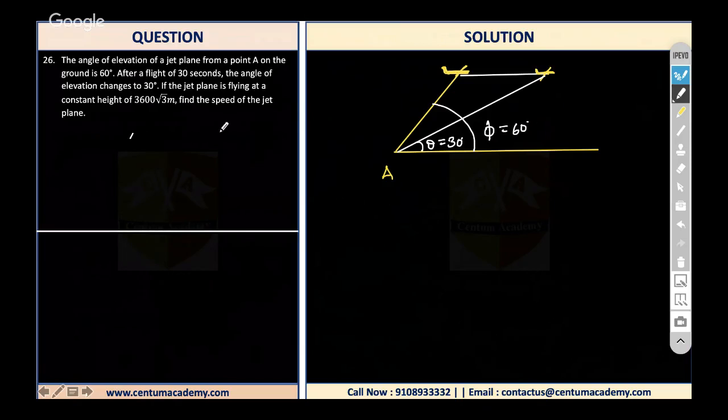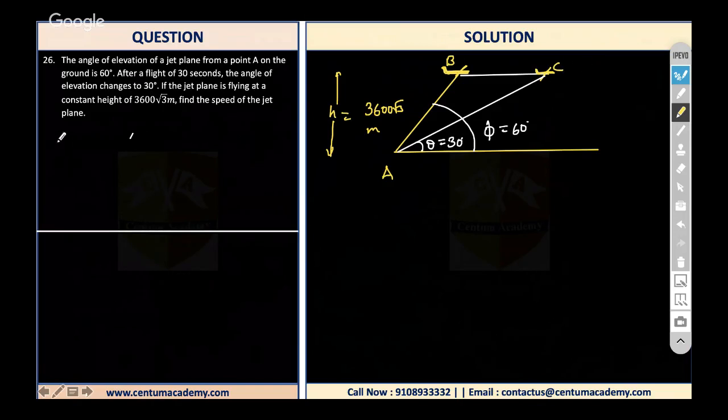Okay, if the jet plane is flying at a constant height of 3600 root 3 meters. So basically what do we know? We know this height, let me write this h, H is 3600 root 3 meters. And find the speed of the jet plane. Okay. So let us say from A, and this is, let's say, B, and then C.